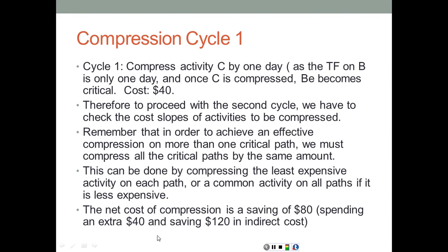The net cost of compression here is savings of $80. Why? Because we have spent an extra $40 to compress activity C, but at the same time we reduced the total project duration by 1 day, which saved us $120 in indirect costs.